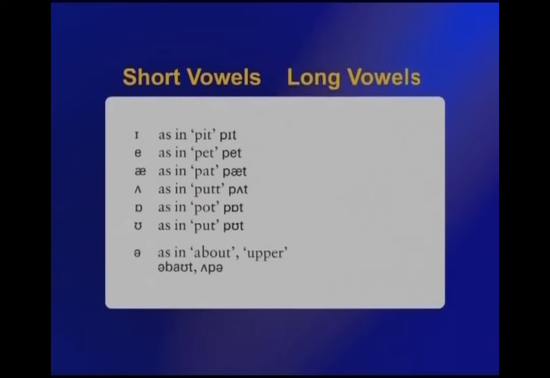Look at the symbols. They are the same symbols. The long vowels have two little dots in front of them, tiny little dots. And those dots are a symbol that the sound is lengthened.